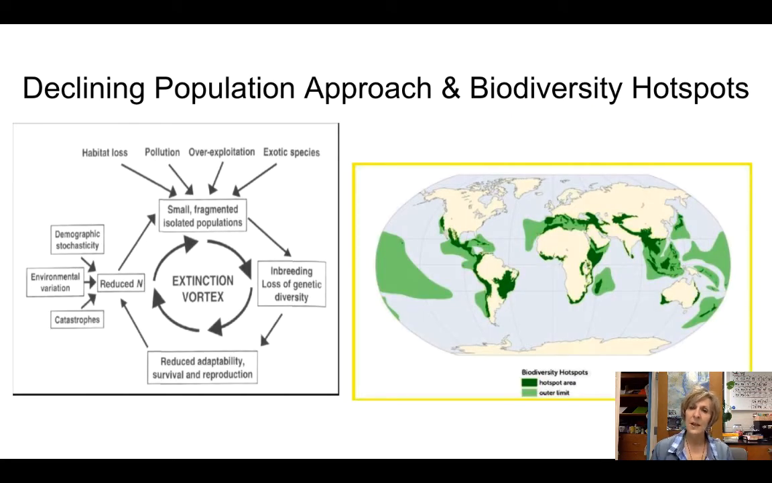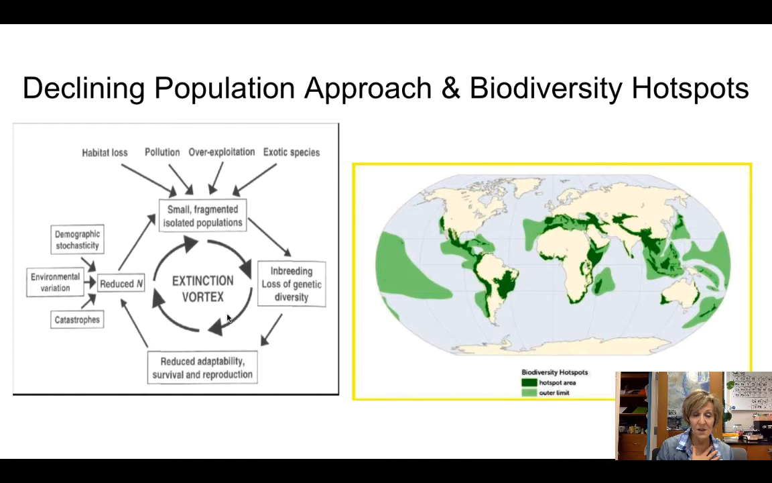The other thing that we can look at is biodiversity hotspots. We know that there are areas where we have lots of biodiversity, but we also have a greater impact of human actions that are limiting and affecting the populations and the species richness in those areas. A lot of this has to do with what we call the extinction vortex.